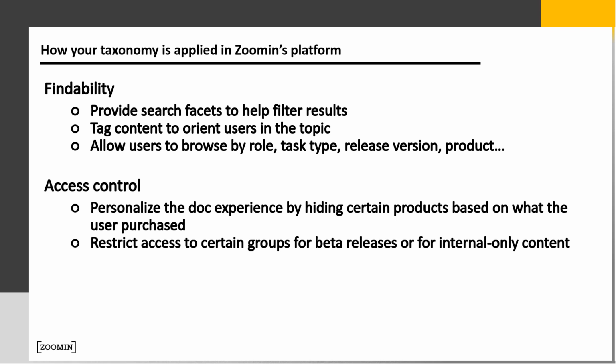Okay. And then for restricting access as well. We did this at ServiceNow, where we could restrict content for certain groups or for internal only using the Zoomin platform by tagging certain content to say this is a pre-release and only certain people can see it. So that's another way as well.